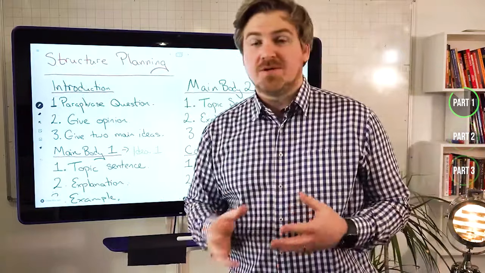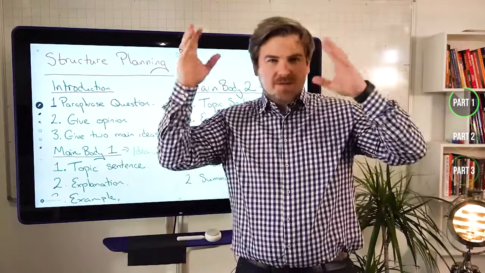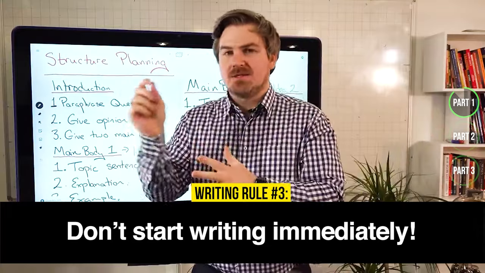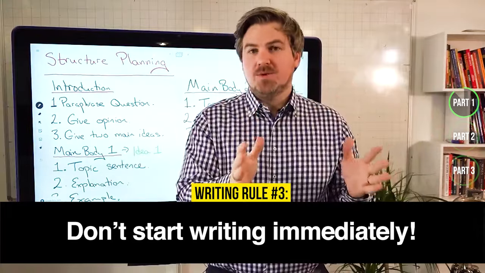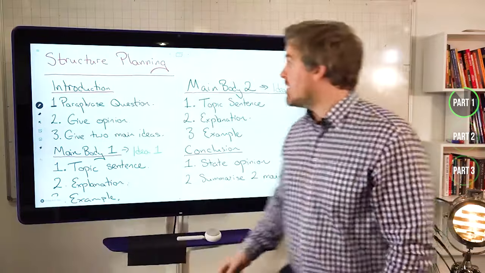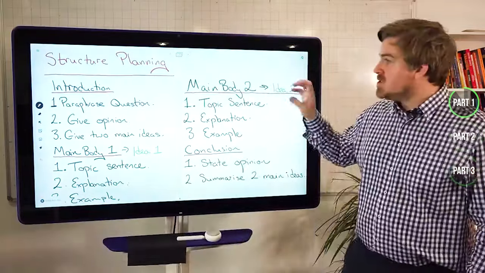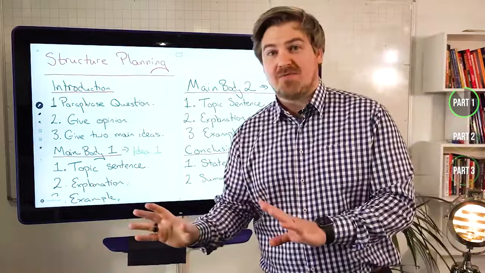Now that you've generated your ideas, you've thought about the question, you know how you're going to answer it, you're going to have lots of ideas in your head. And it's a bad idea to immediately start writing. You want to structure your ideas and put them into a plan in black and white on the paper. And in order to do that, what you should do is you should get a structure. So this is a structure for an opinion essay. It's not for any other type of essay.